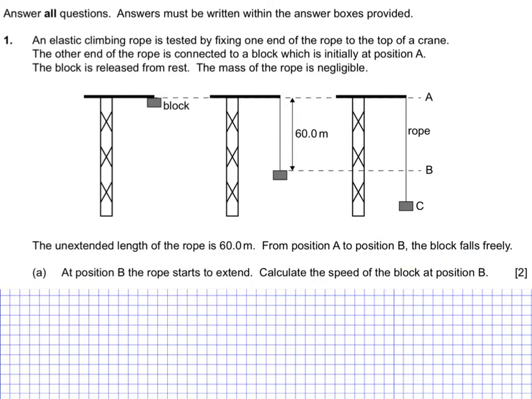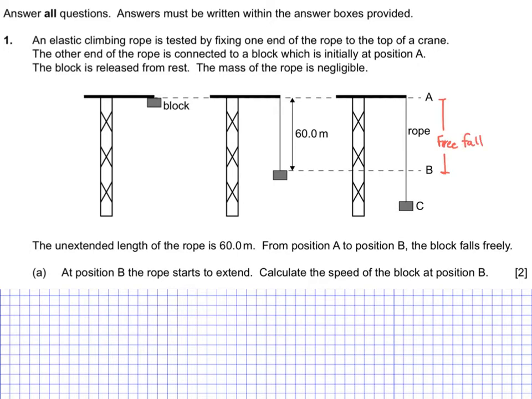So question A, which is worth 2 marks, says at position B, the rope starts to extend. That's when we start having that force from the rope, but we're asked to calculate the speed of the block at position B. So essentially, we can ignore the rope for all intents and purposes and think about it free falling from here to here. This is our free fall.